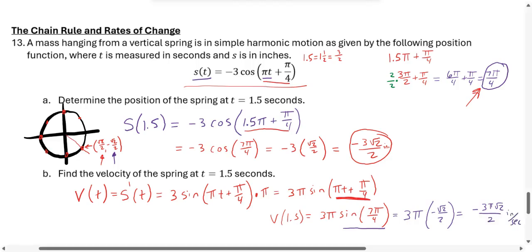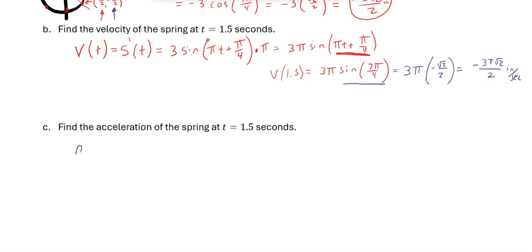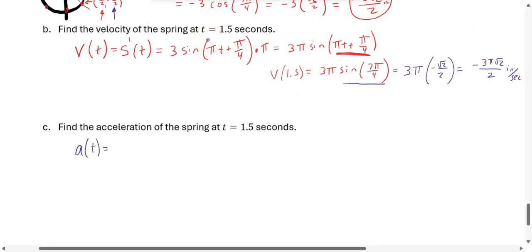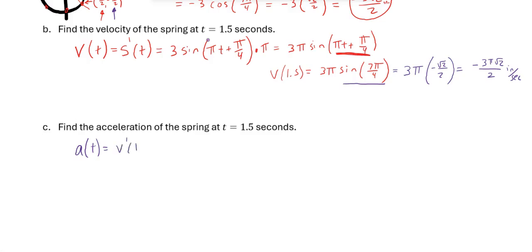All right. Last one is acceleration. Remember, the acceleration function is the second derivative of the position function, but that just means it's the derivative of the velocity function. So we don't have to go all the way back to s. We can just take the derivative of the velocity function. And remember, the velocity function was given up here. So let's take the derivative of that.